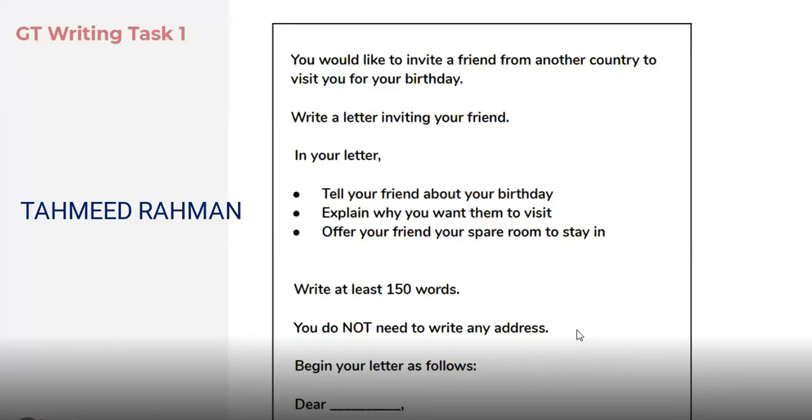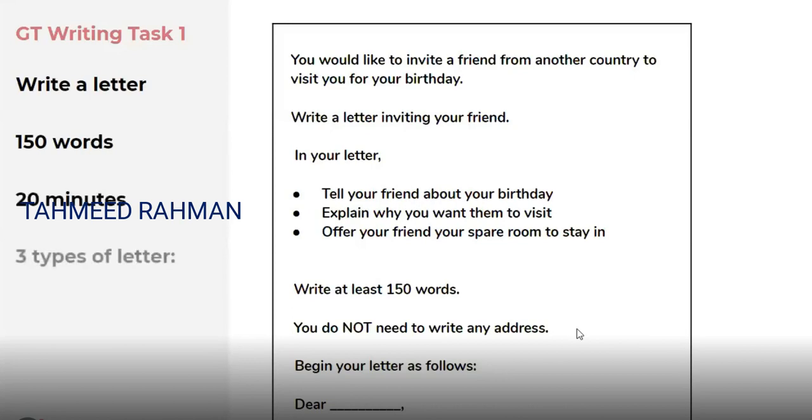Alright, good morning everyone. We are going to learn writing task 1, general training for the general training exam in the IELTS exam. Now today we're going to do an informal letter. There are different kinds of letter in general training: formal, semi-formal and informal. The recommended time given is 20 minutes, but I would suggest that you take around 15 to 16 minutes and spend more time on writing task 2.